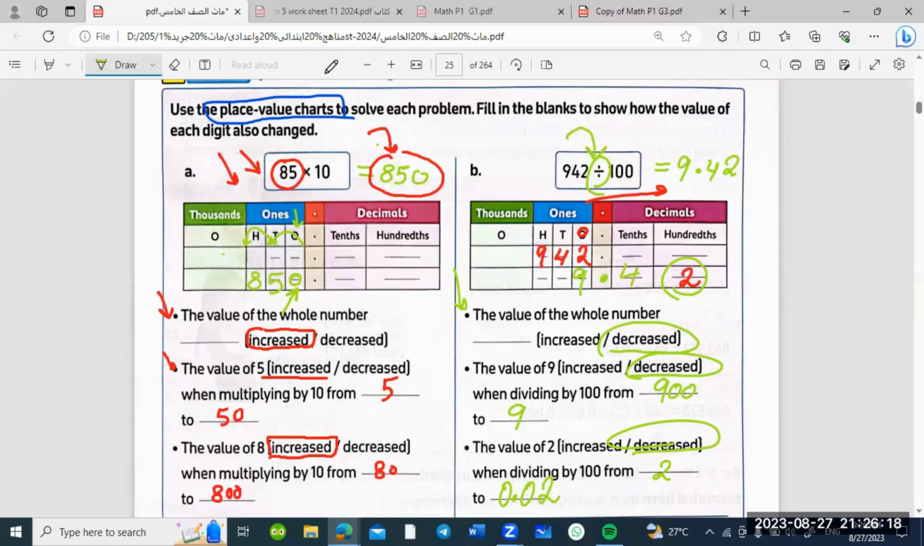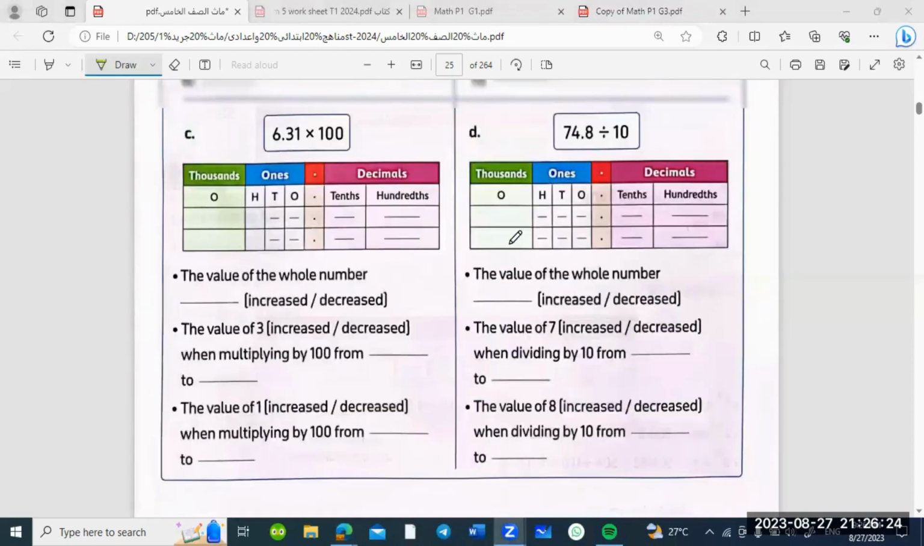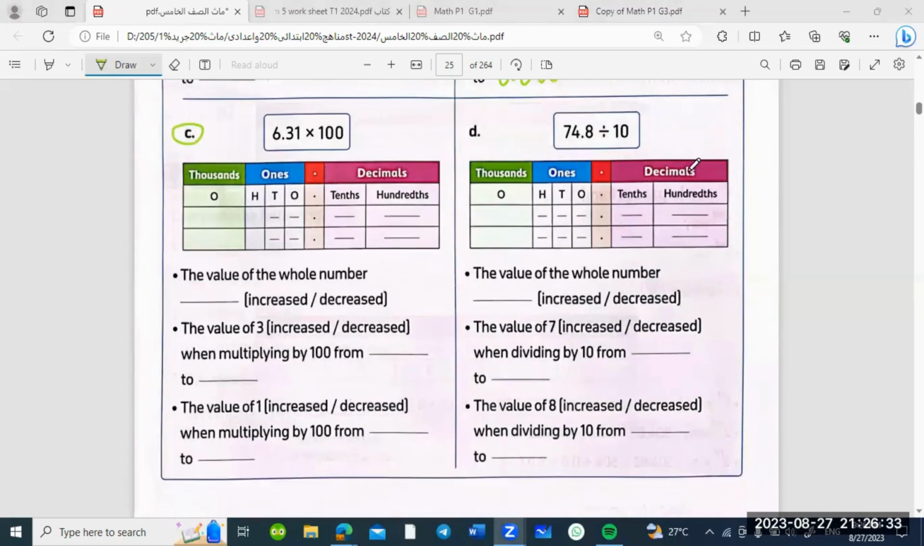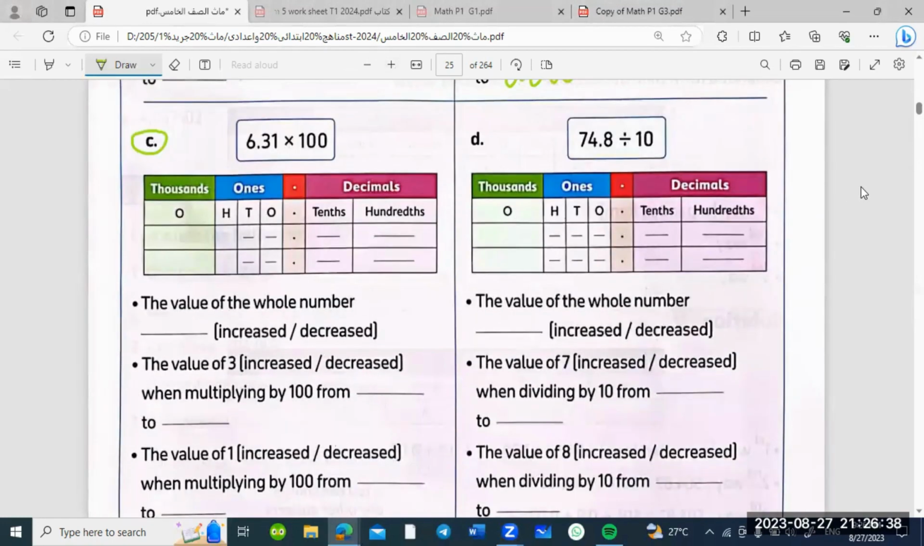Right. Can you do the next with me? Go down a little bit. We have here C and D. Can you do C with me? Yes, I can. Tell me what is the first step you should do. 6.31 multiplied by 100. So 6 in ones. I will write it here in ones, and then the decimal point. 3 in tenths and 1 in hundredths. And what is the next step? Multiplied by 100.